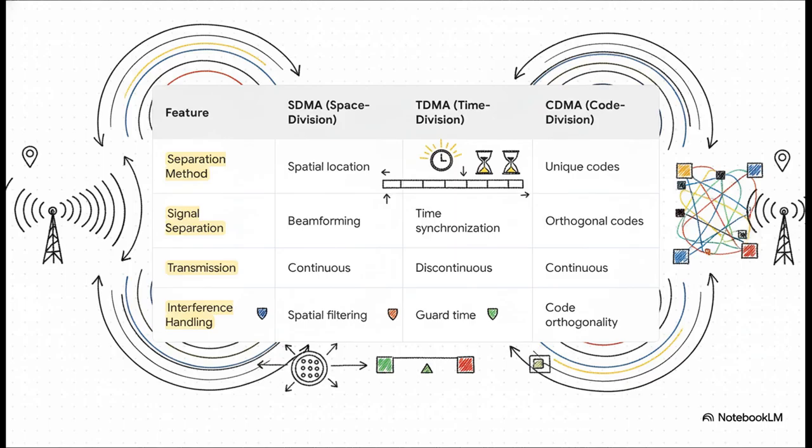Then you have CDMA, which uses unique codes. It's like everyone's speaking a different language. But then look at SDMA. Its method is purely based on physical space, and that changes the whole game. It allows for continuous transmission, and if you look down at interference handling, you'll see it just filters out interference spatially, instead of needing these awkward guard times like TDMA.